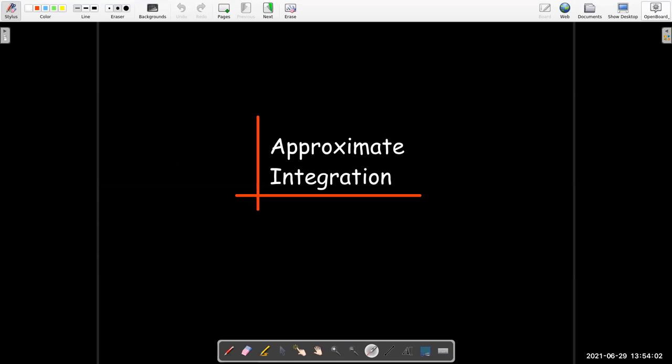Yes, you do. I want to talk about approximate integration. So a bit of warning: approximate integration is a very big topic. It is very important for many fields of engineering, science, and mathematics. In fact, you could make your entire career out of working on approximate integration. So we are just going to barely touch this field.